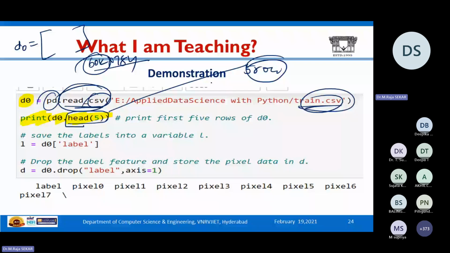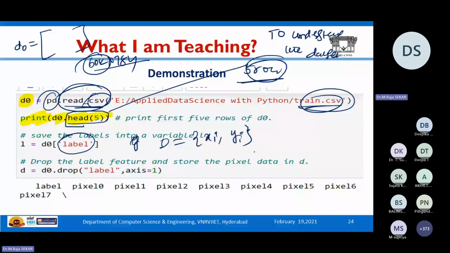Why am I displaying the first 5 rows? To understand the data set, isn't it? Now, of course, there are labels. What is my label in this particular data set? My data set D equals xi comma yi, i equal to 1 to 60,000. What is my yi? My yi belongs to the set 0, 1, 2, and so on up to 9, any label from 0 to 9.